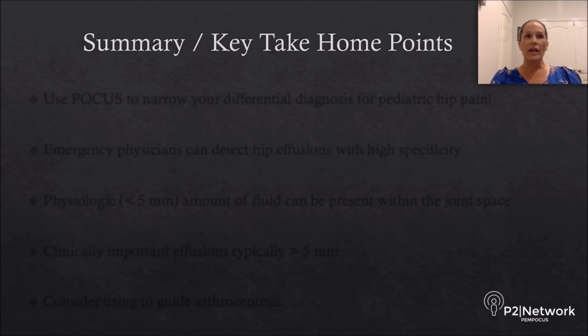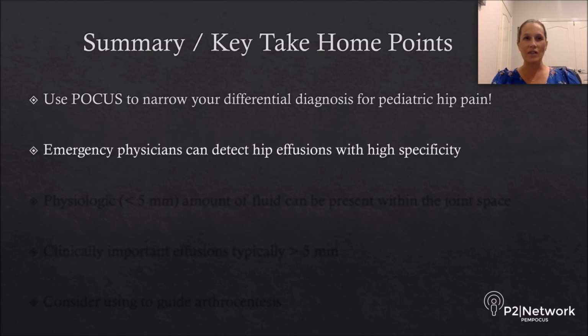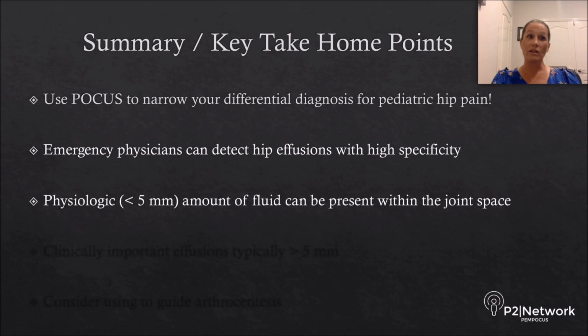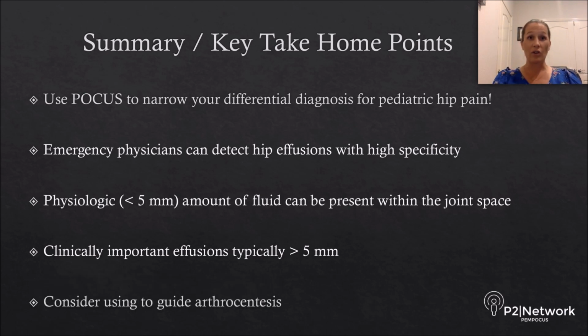So in summary, the atraumatic pediatric hip pain has a wide differential, and a POCUS can really narrow your differential. Emergency physicians can detect hip effusions using POCUS with an 80% sensitivity and 98% specificity. Remember, normally there's a small amount of physiologic fluid present within the joint space, less than 5 millimeters. So a joint effusion would be if there is an anterior synovial fluid collection greater than 5 millimeters or a greater than 2 millimeter difference when compared to the asymptomatic contralateral hip. And consider using your ultrasound machine to help guide an arthrocentesis for diagnostic purposes.